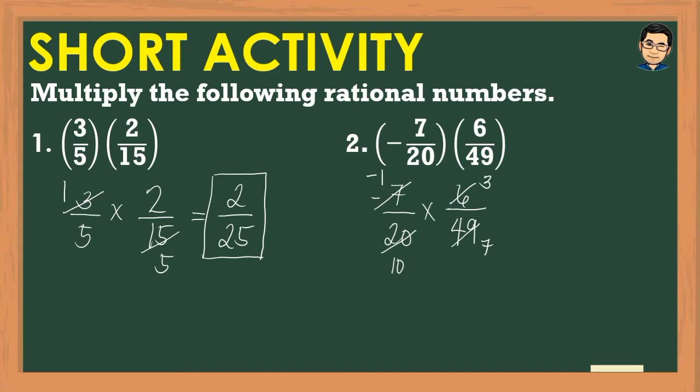Yung 3 tsaka 7, wala na din. So, i-multiply lang natin yung mga remaining factors. Negative 1 times 3, that is negative 3. And then 10 times 7, that is 70. So, our final answer will be negative 3 over 70. So, mahalaga na na-review natin yung mga rational numbers. It's because gagamitin po natin yan sa ating main discussion sa pag-multiply ng mga rational expressions.